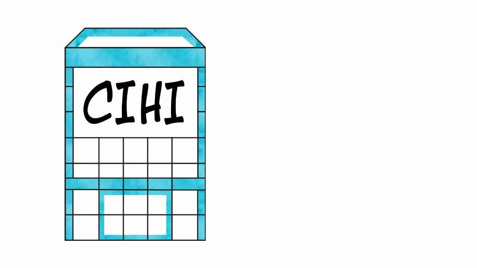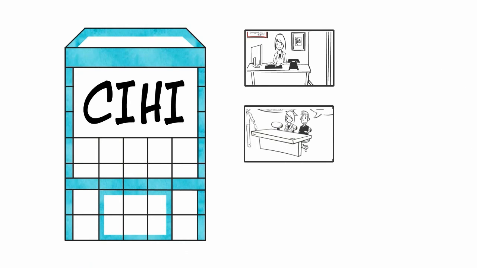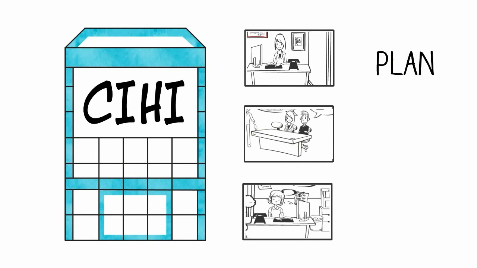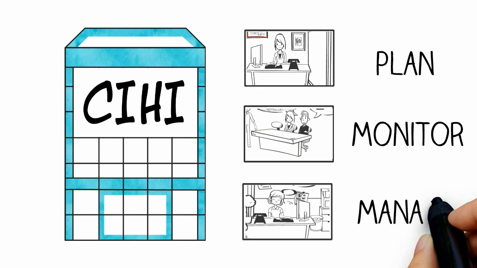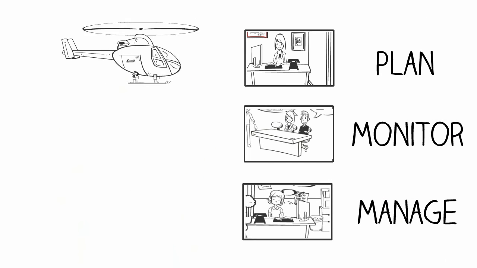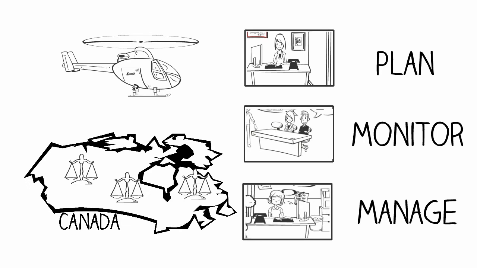CIHI then makes this information available in its decision support tools, allowing Susan, Mark, and Jin to effectively plan, monitor, and manage the services they provide, to support resource allocation, and to facilitate peer, provincial, and national comparisons.